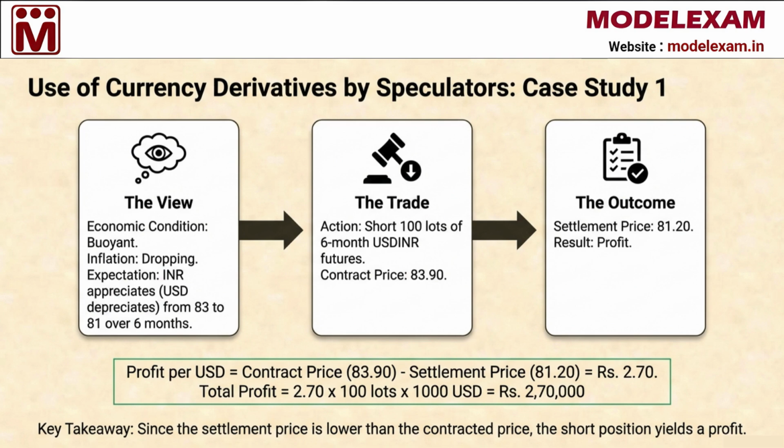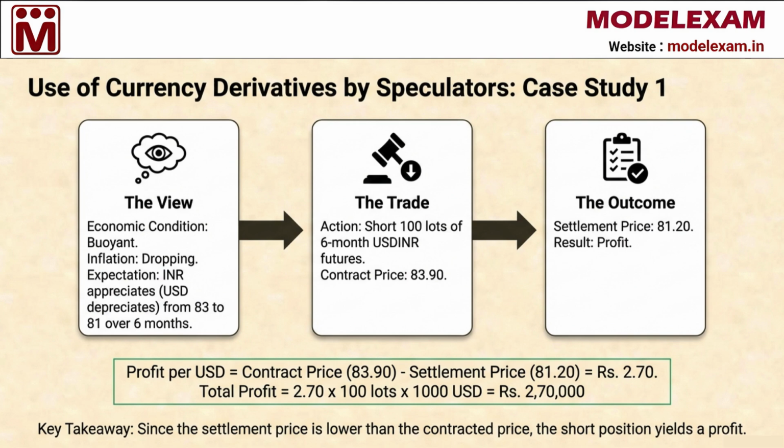a profit. For our first case study, imagine a trader who believes the Indian economy is doing well and inflation is dropping. Because of this, they expect the INR to get stronger, moving from 83 rupees to 81 rupees over the next 6 months. To act on this view, the trader shorts 100 lots of a 6-month USD-INR futures contract at 83.90 rupees. By the time the contract expires, the price has dropped to 81.20 rupees.